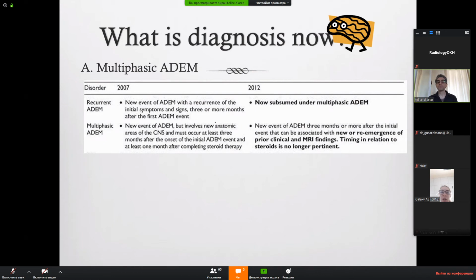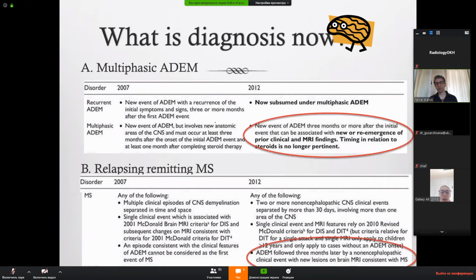So we have basically a new ADEM with encephalopathy and new abnormalities in MRI. So why were some of them, the recurrent ADEM, classified as multiple sclerosis? Well, let's look at relapsing remitting multiple sclerosis. They say this is an ADEM followed 3 months later by a non-encephalopathic clinical event with new lesions. So if there is encephalopathy, we call it multiphasic ADEM. If it was not encephalopathic, we call it relapsing remitting MS. And clearly there is confusion, and clearly we were wrong.